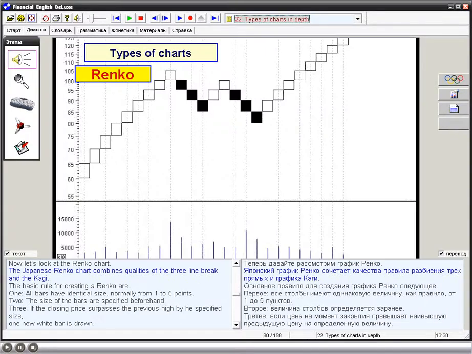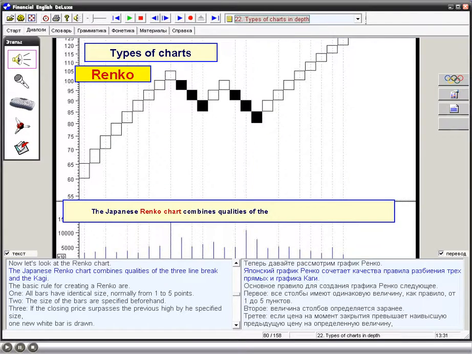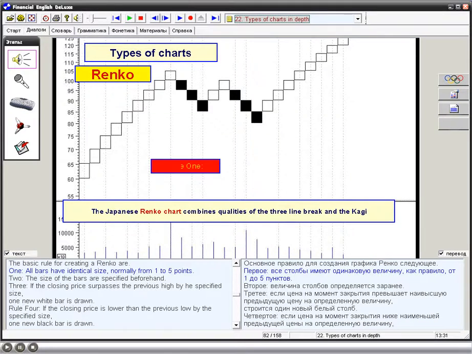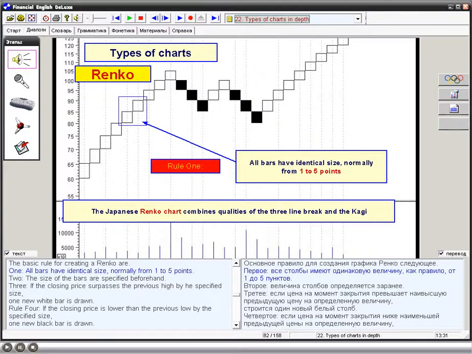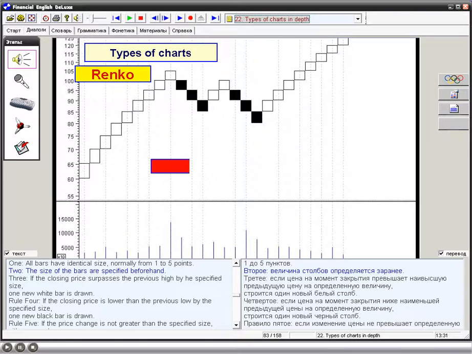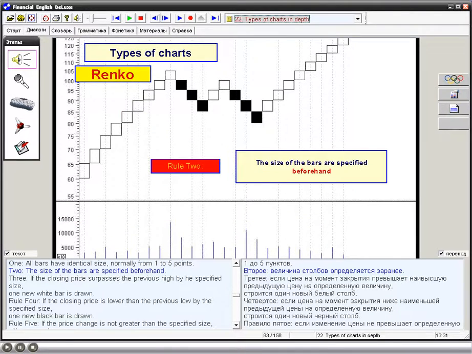Now let's look at the Renko chart. The Japanese Renko chart combines the qualities of the three-line break and the Kagi. The basic rules for creating a Renko are: 1. All bars have identical size, normally from 1 to 5 points. 2. The size of the bars is specified beforehand.